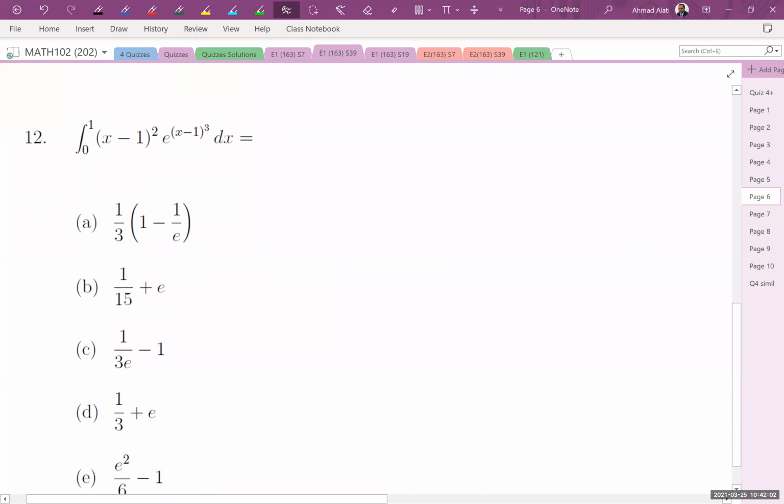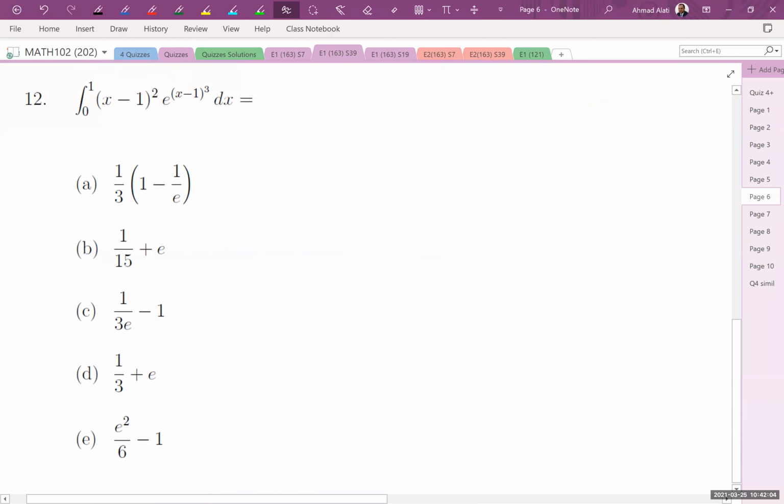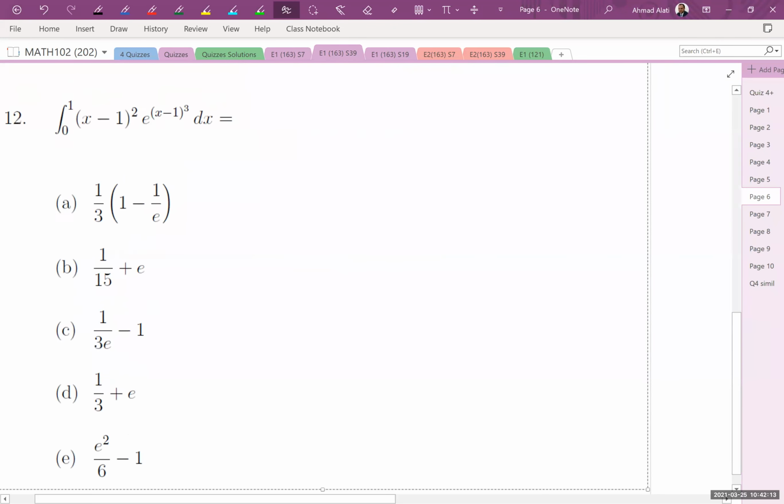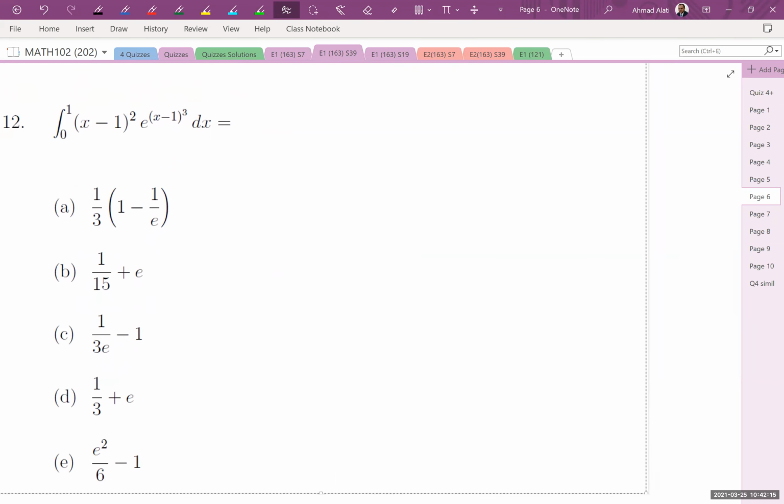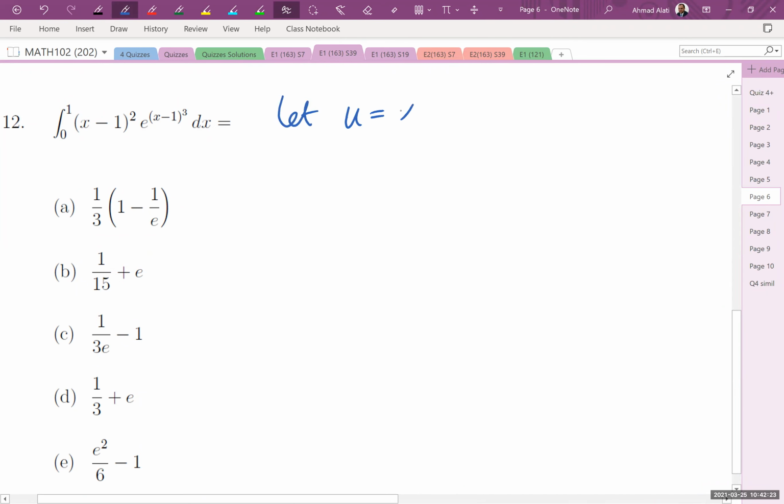How to evaluate this integral? Again, I will give you the chance, ya shabab. Salam Al-Haji, Abdullah Al-Harithi, Munir Azab, Muhammad Al-Wakil, any one of you? U substitution, Doctor. Munir, yes. What is u here? U equals x minus 1.